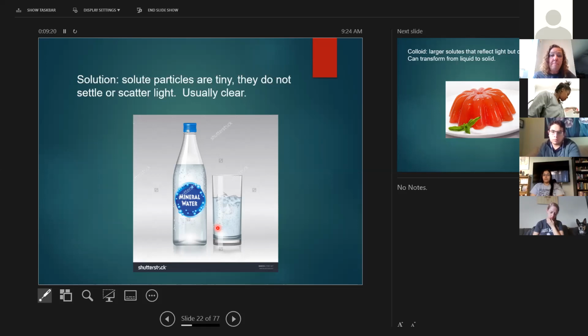Gotcha. So like Kool-Aid, when you pour the Kool-Aid into the water, it dissolves, it won't settle. The Kool-Aid won't, but the sugar will. So the Kool-Aid itself is the solution. The sugar added would be the solute.